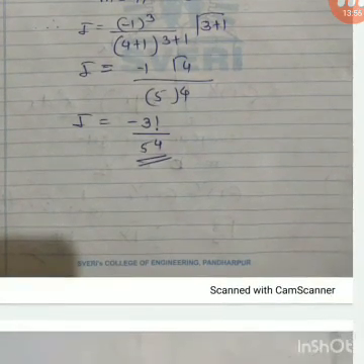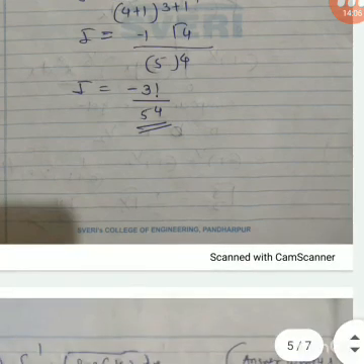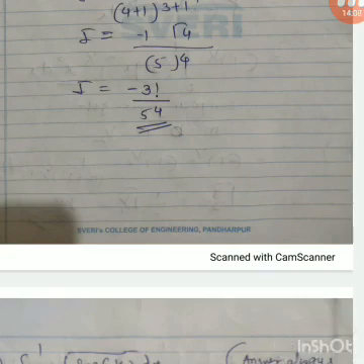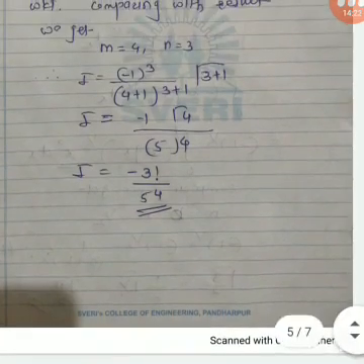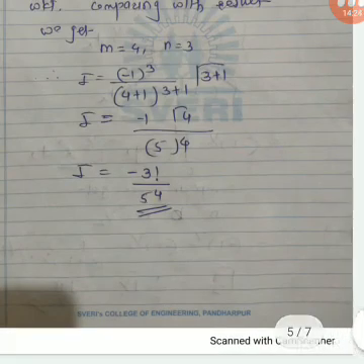A negative number, minus 1 raised to an odd power, is always negative, therefore minus 1. 3 plus 1 means gamma 4, and 4 plus 1 is 5, so 5 raised to 4. Gamma 4 we can write as 3 factorial, and the negative sign stays as it is: minus 3 factorial upon 5 raised to 4. By using a calculator we can find the value of 5 raised to 4. That will be our final answer. Okay, this is the easiest example of type 3. Hope you are getting my point.